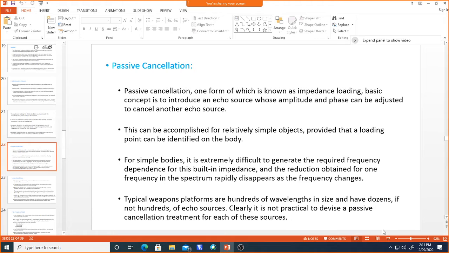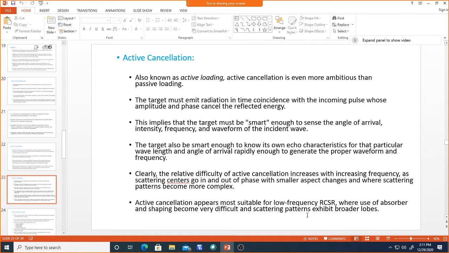Clearly, it is not practical to devise a passive cancellation treatment for each of these sources, because for each echo source we need to read the phase and magnitude of that echo. That's why passive cancellation is very difficult to carry out as a radar reduction technique.